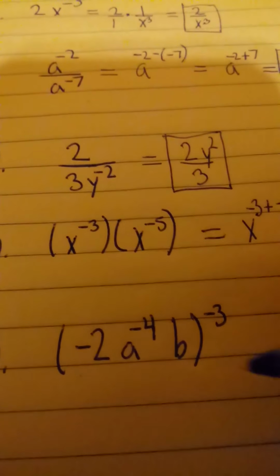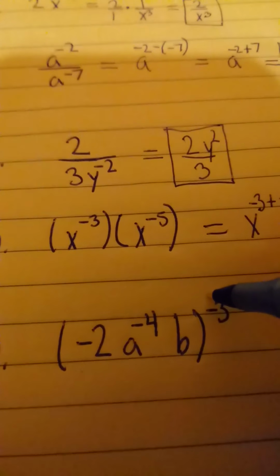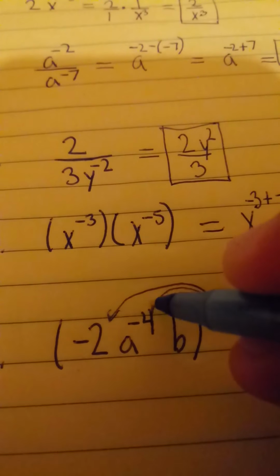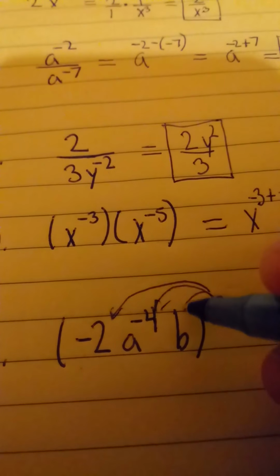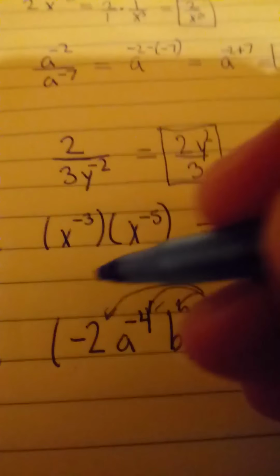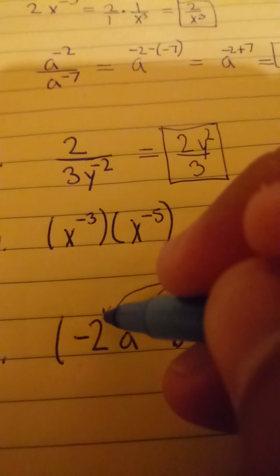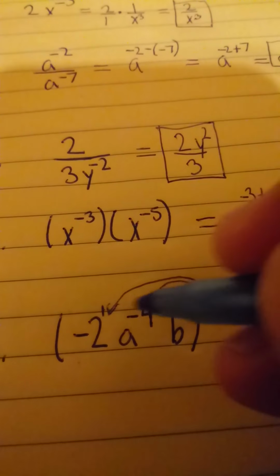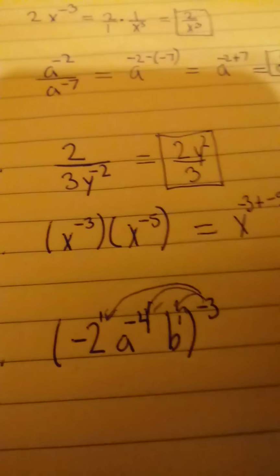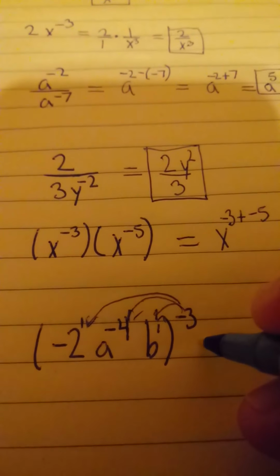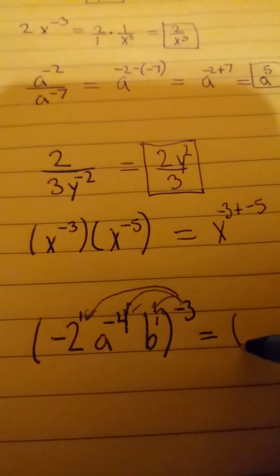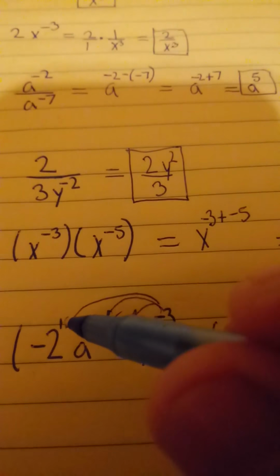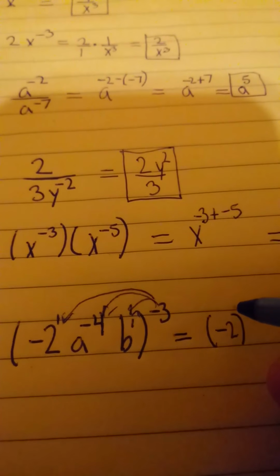So in this particular case, we're going to go ahead and distribute the exponent to the negative 2, to the a, and to the b. Notice that 2 is being raised to the first power, and the same thing with the b. So when we distribute that exponent, we're going to multiply the exponents. Keep in mind that you have a negative 2, so you have to encapsulate it in parentheses. So 1 times negative 3 is negative 3.